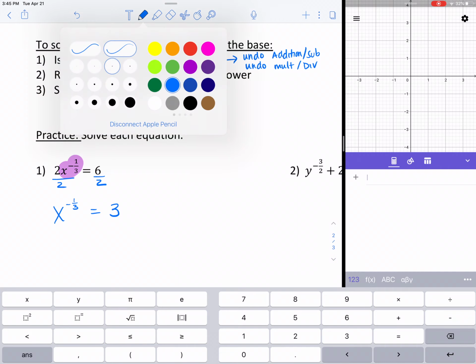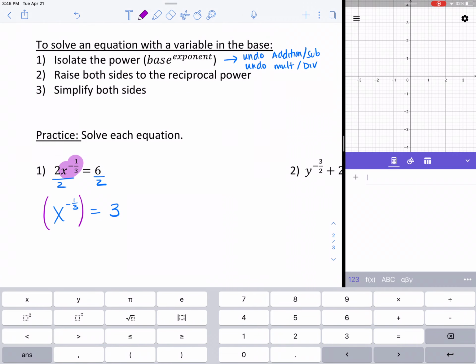Now it's exactly like the problem above, where I raise both sides to the reciprocal power. So the negative 1/3, I'm going to raise to the negative 3/1 power, which is just negative 3. So on this side, multiplying the exponents, negative 1/3 times negative 3/1 is going to give you a positive 1. So now I have x by itself, and 3 to the negative 3rd power, you could put in the calculator, is going to give you 1/27, and that's your final answer.